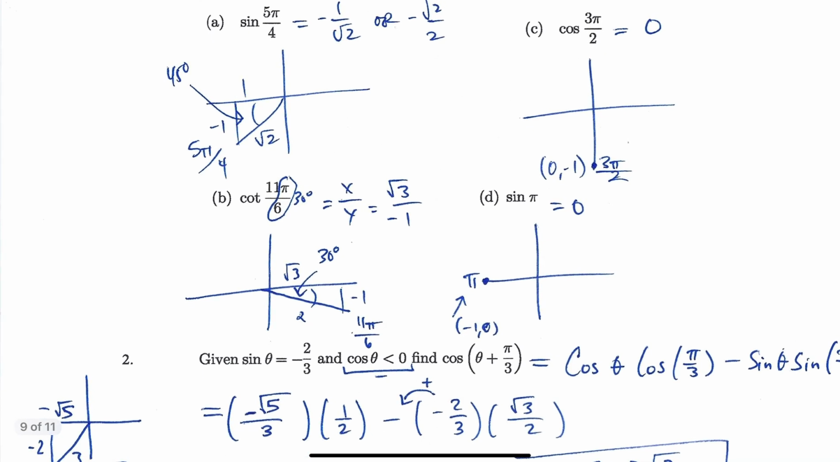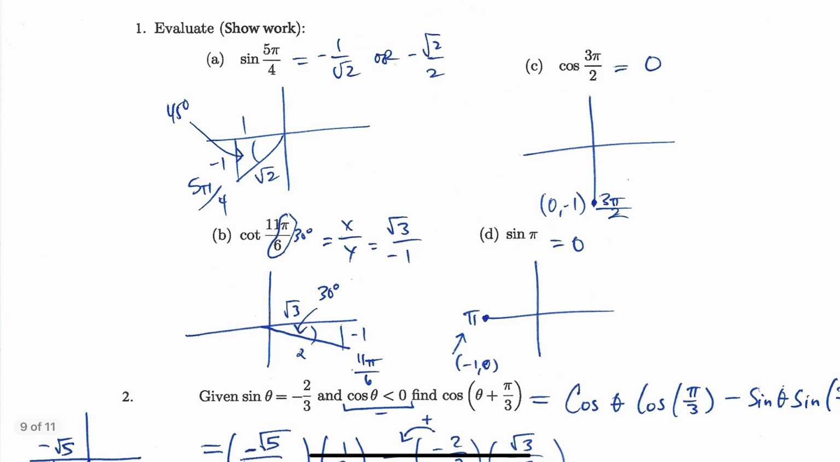Another trick is here, if we look at letter A rather, we have 5 pi over 4. What's pi over 4? 45 degrees. How many of them? Times 5, right? So if you do the math, that comes out to 225 degrees. That ends up being here. But you already know that at the end of the day, it's a 45.